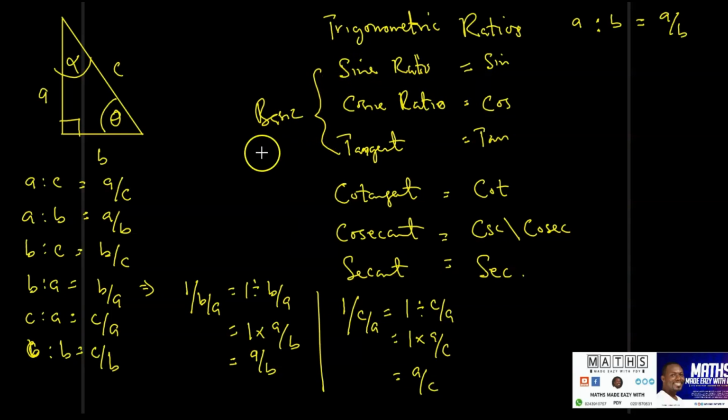That is why, interestingly, these 6 ratios that you've given to me from the right angle triangle gave birth to the trigonometric ratios. How many trigonometric ratios have I written? 6. There are 6, and they are compared with the ratios you've given to me from the right angle triangle here.